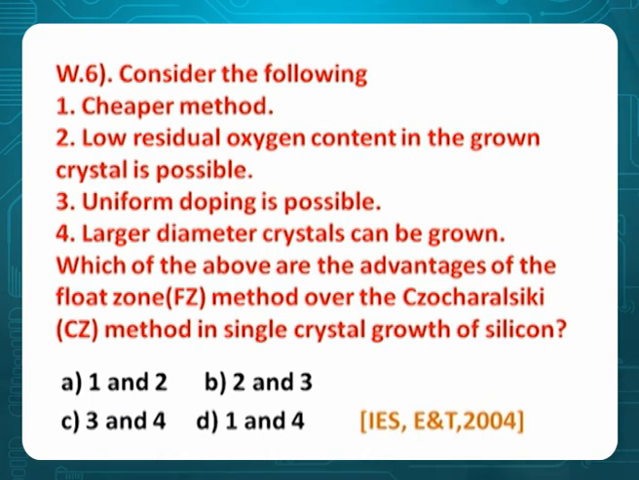Question number 6. Consider the following. First, cheaper method. Second, lower residual oxygen content in the grown crystal is possible. Third, uniform doping is possible. Fourth, larger diameter crystal can be grown. Which of the above are advantages of the float zone (FZ) method over the CZ method in single crystal growth of silicon? Which one is more advantageous? The options are 1 and 2, 2 and 3, 3 and 4, 1 and 4.